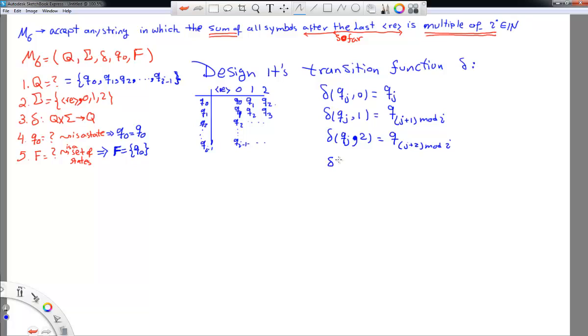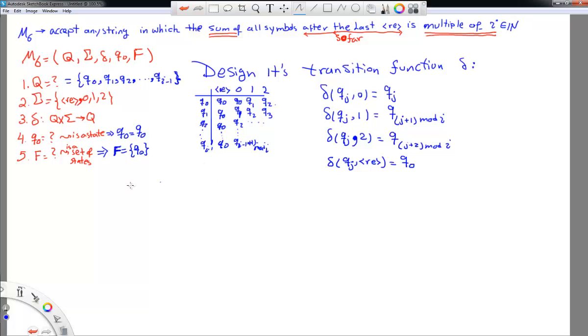And finally, if you are in any q sub j and you see the reset symbol, you reset to q sub 0. Which means that all of these are going to be q sub 0. Q sub 0, q sub 0, and so on, q sub 0. This is going to be mod I actually.